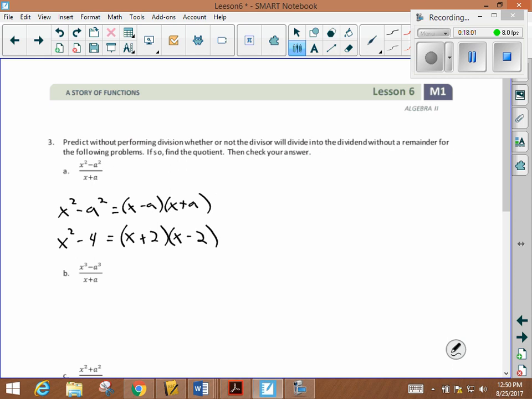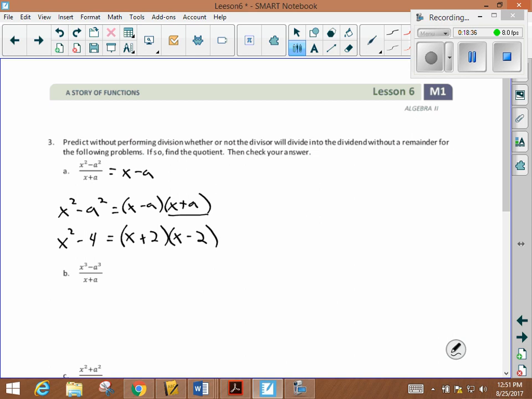So if that's the case, then are we going to have a remainder? And the answer is no, because x plus a is a factor of x squared minus a squared. So when you divide that, you should actually get just x minus a, right? Okay.